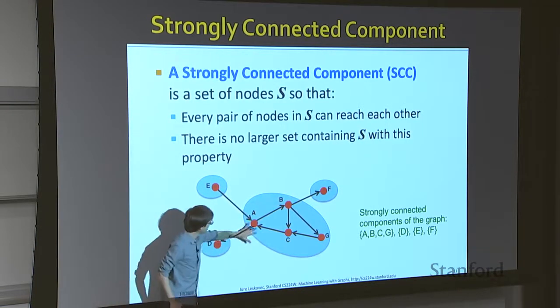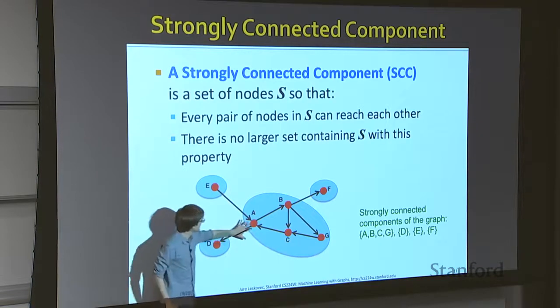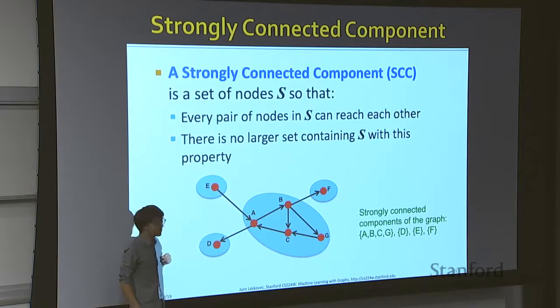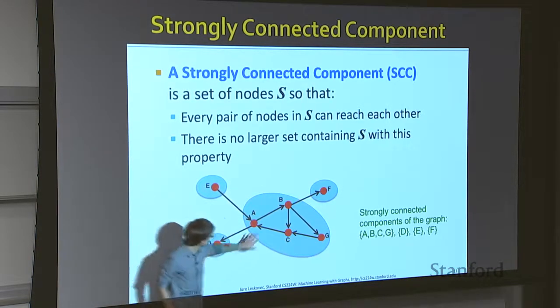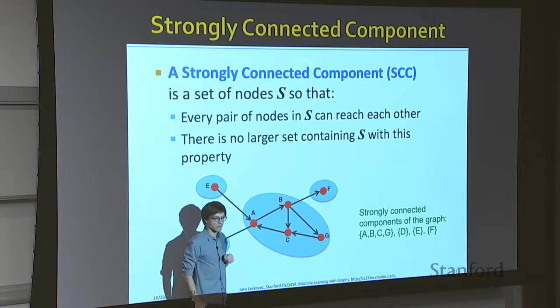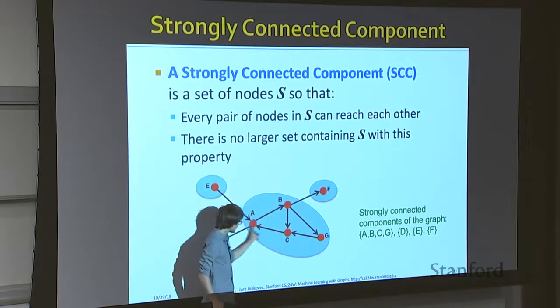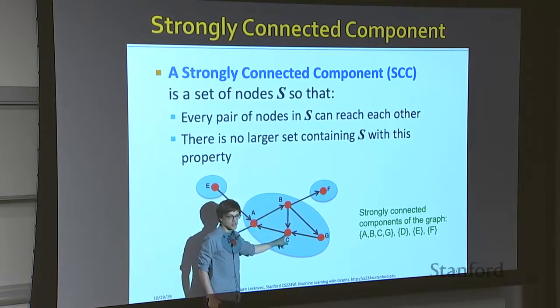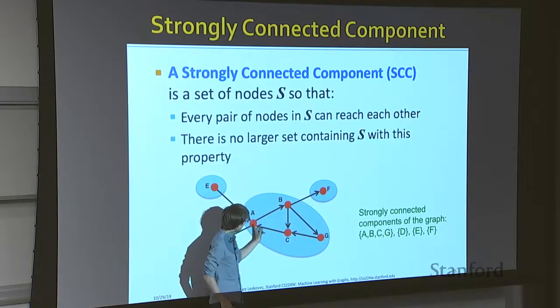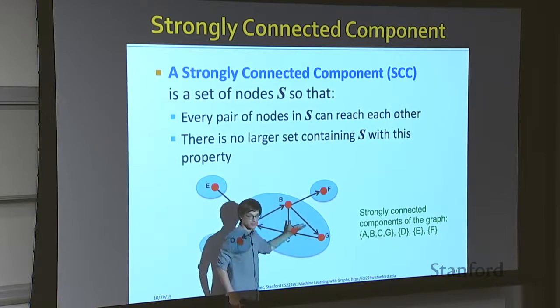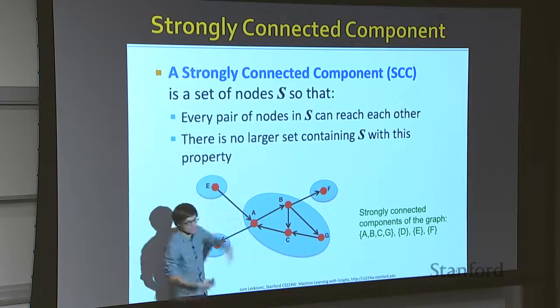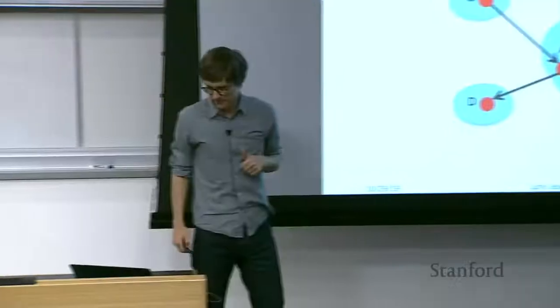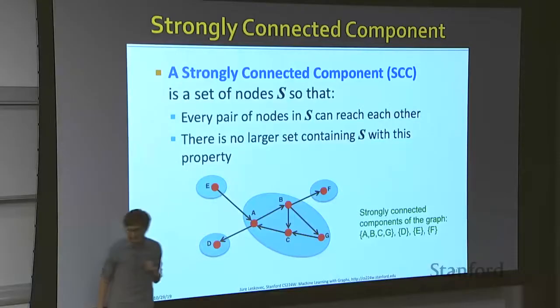For example, this is the graph I had before, and this is the decomposition of the graph into strongly connected components, right? And notice that this thing here contains 4 nodes, even though this by itself is already strongly connected. Anyone on this cycle can reach each other. But there exists a superset that is still strongly connected, and that's this entire thing. So the point is, S is as big as it can be. So these are now strongly connected components.